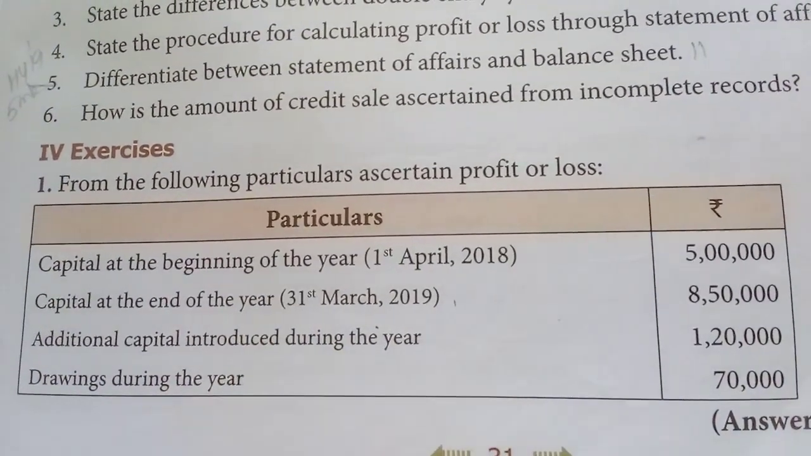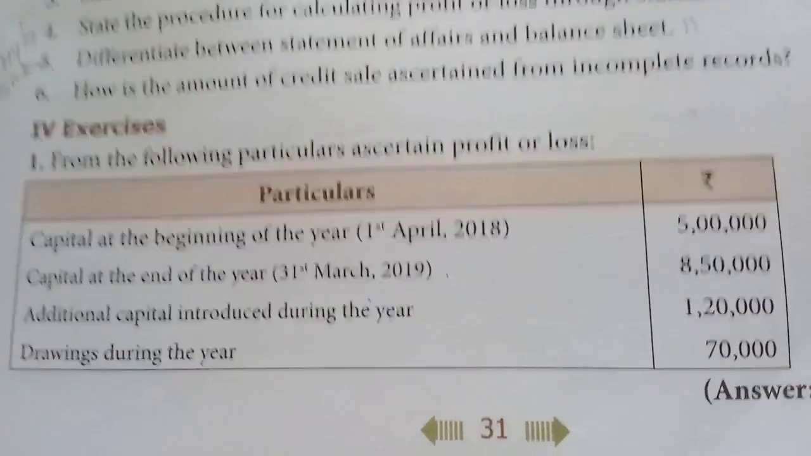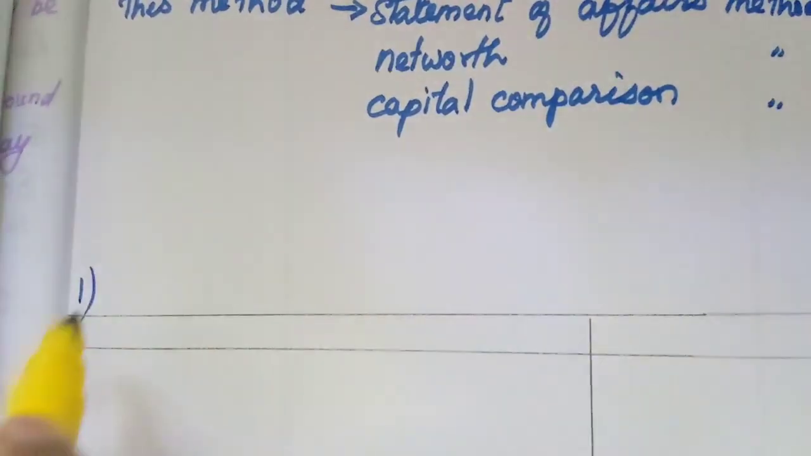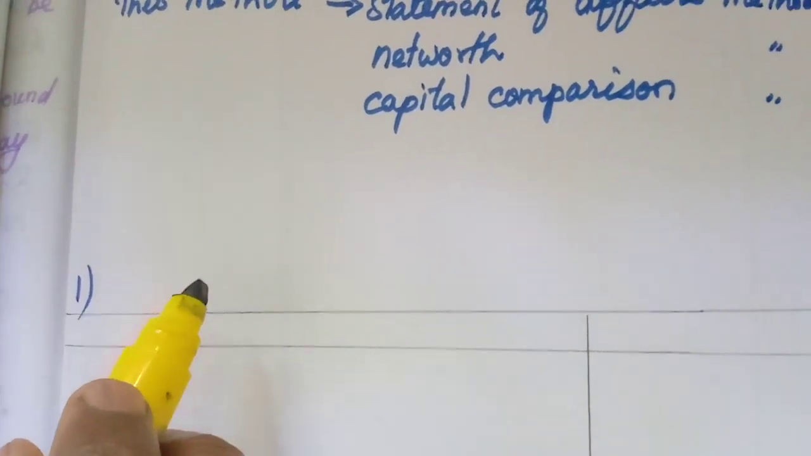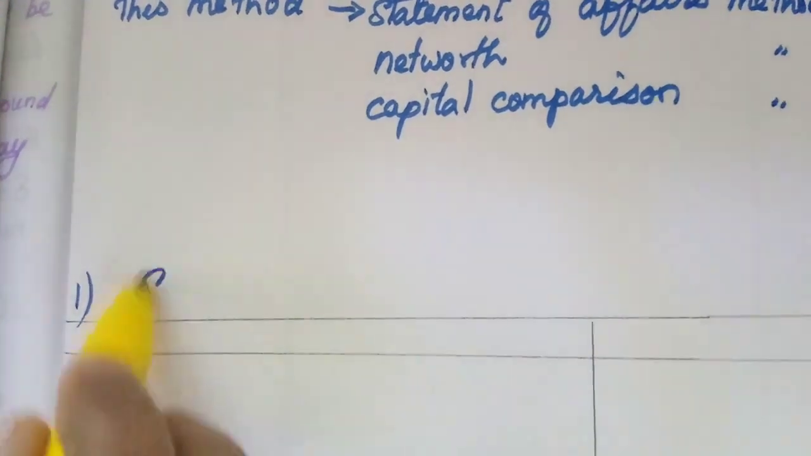Now I will do this in the notebook. You can watch it. Okay. Students, you have to write first the question number 1. Then the heading. I have told you this in 11th also. First you have to write the question number, then the heading. The heading is statement of profit.